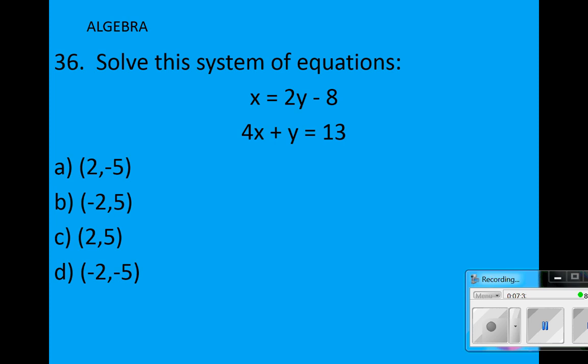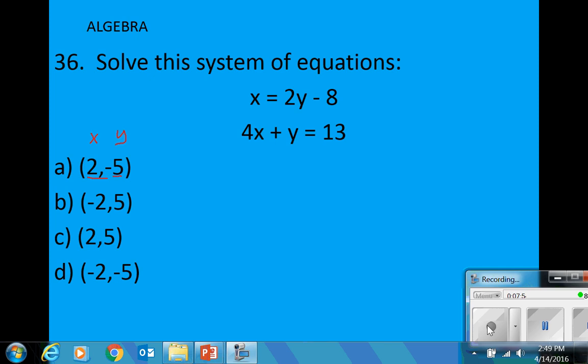Number 36, solve this system of equations. Again, you don't want to graph it or use substitution. You would take each of these x and y values, substitute them into both equations, and you're looking for a yes and a yes. As well, you can use substitution on this also.